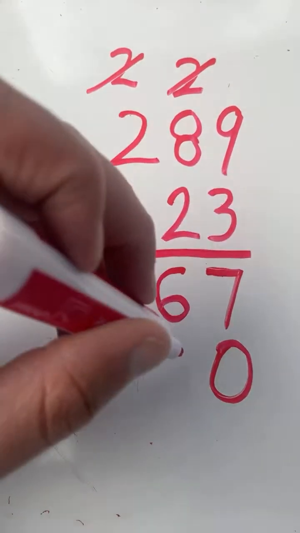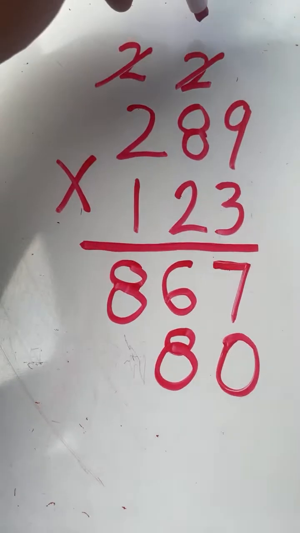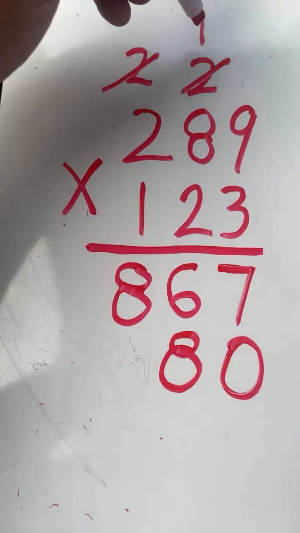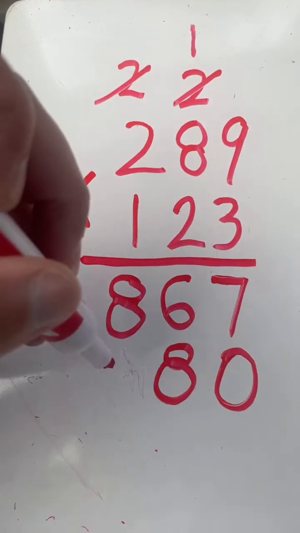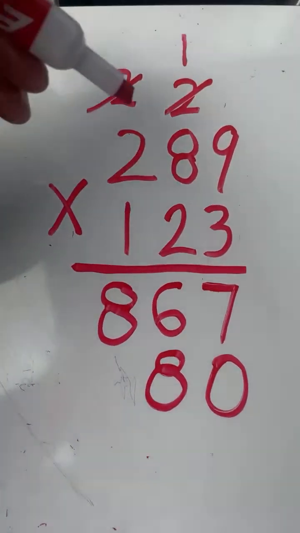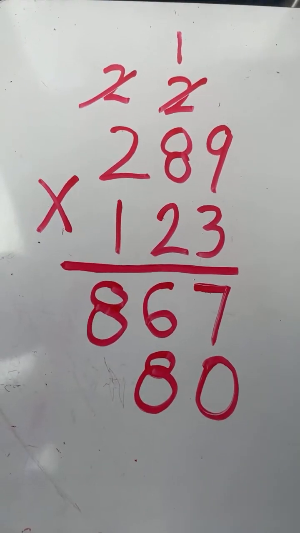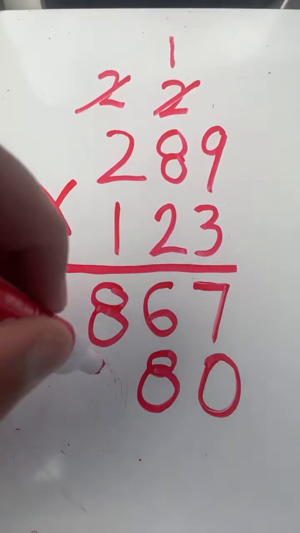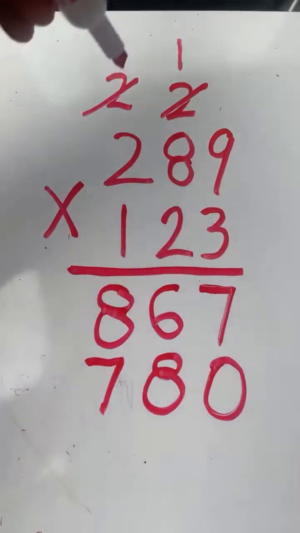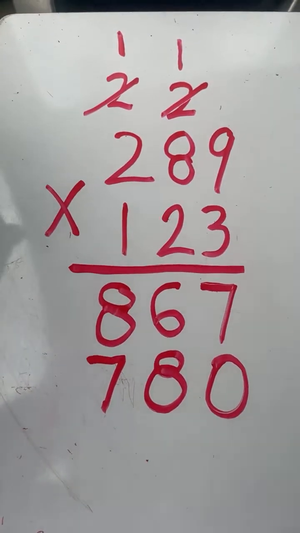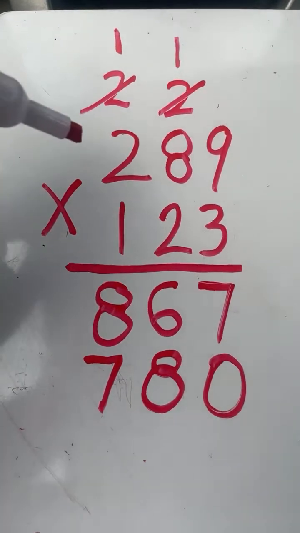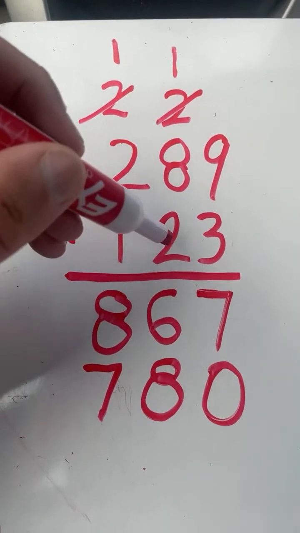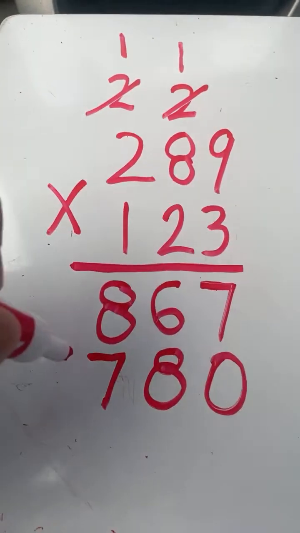9 times 2 equals 18, so 8, carry the 1. So the 8 in 18 goes in the tens place. The 1 in 18 gets carried over to the hundreds place. So 8 times 2 equals 16, plus 1 equals 17. So now 7, carry the 1. 2 times 2 equals 4. 4 plus 1 equals 5.